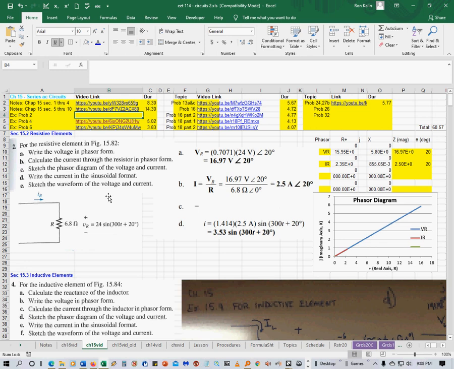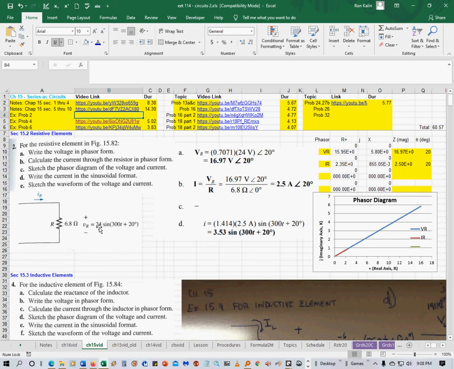EET 114, Chapter 15, Series AC Circuits, Problem Example 2. For the resistive element shown in this figure, Part A says write the voltage in phasor form. So this is the voltage across it in sinusoidal form. It's V sub R equals 24 sine of 300t plus 20 degrees, okay?